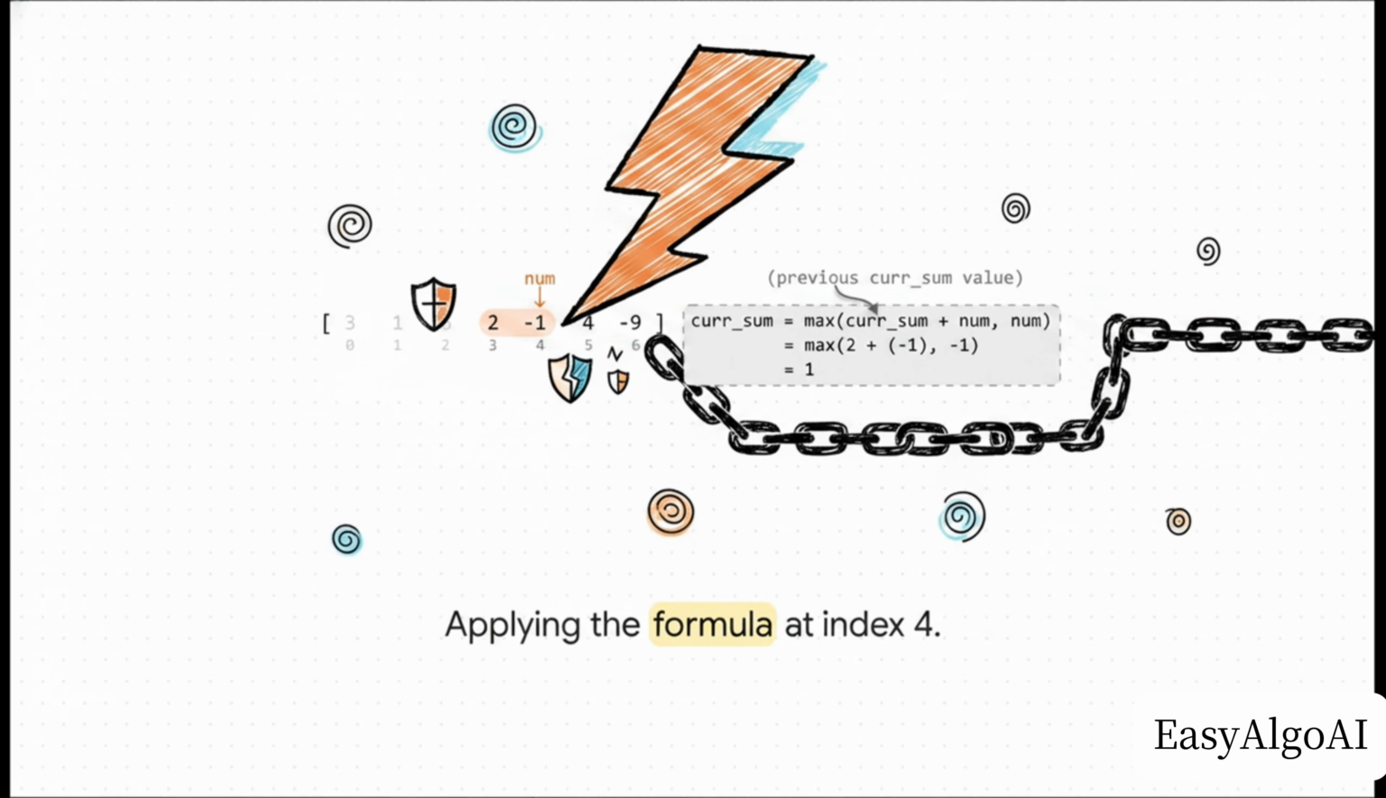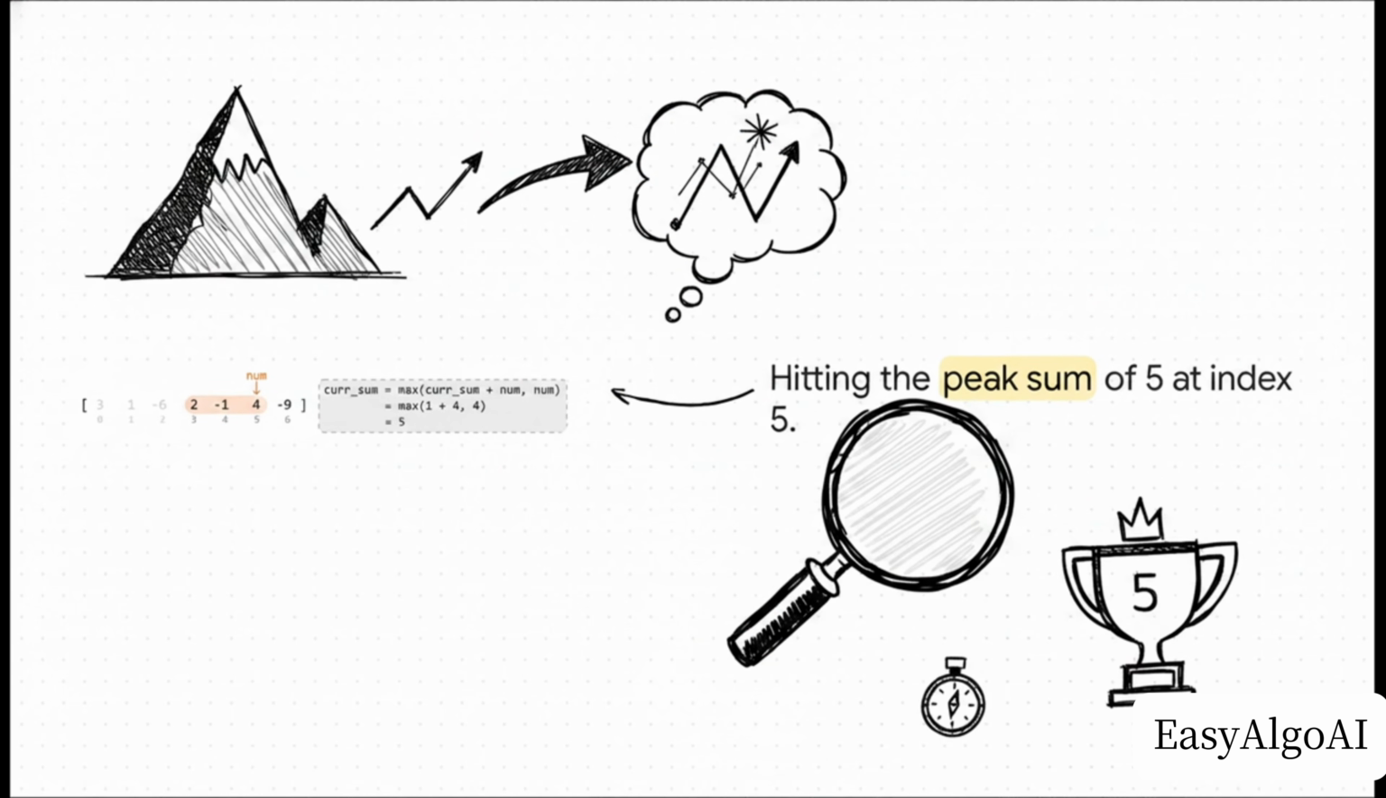It realizes that, sure, the -1 drops our score a little bit, but our historical sum of 2 is strong enough to absorb the blow. It keeps our total in the positive, so we don't restart. We swallow the negative and keep the chain going. And taking that little hit, it pays off immediately.